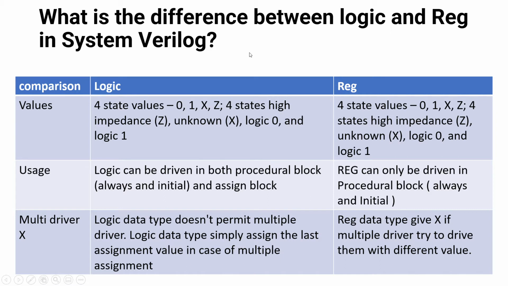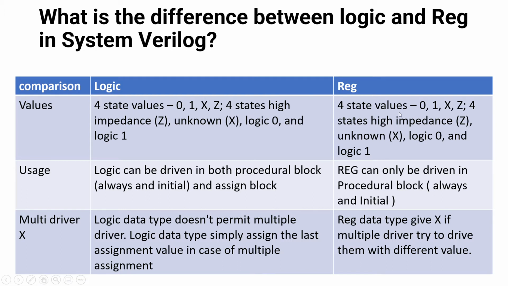So first, I have described the logic and register (reg) difference. Maybe a general comparison between these two data types. So logic has four-state values: 0, 1, x and z. 0, 1 we know are logic 0, logic 1. X is the unknown value. Z means the high impedance state, where the value can be anywhere in between 0 and 1. So these 4 states can be defined for the logic variable.